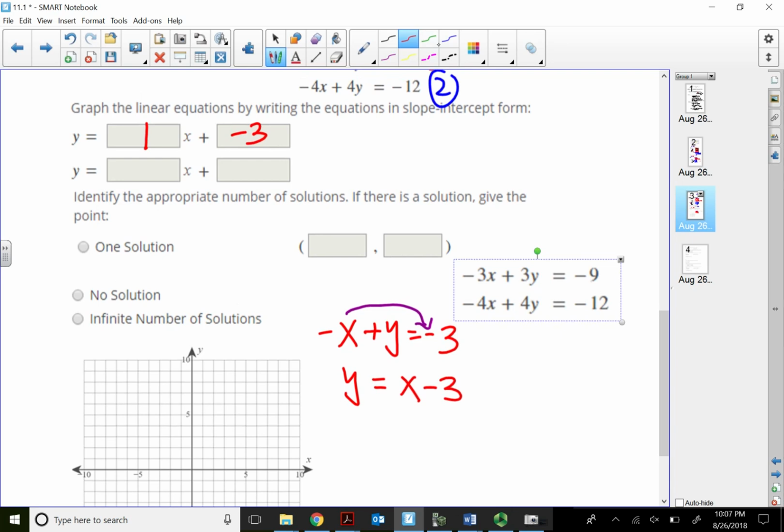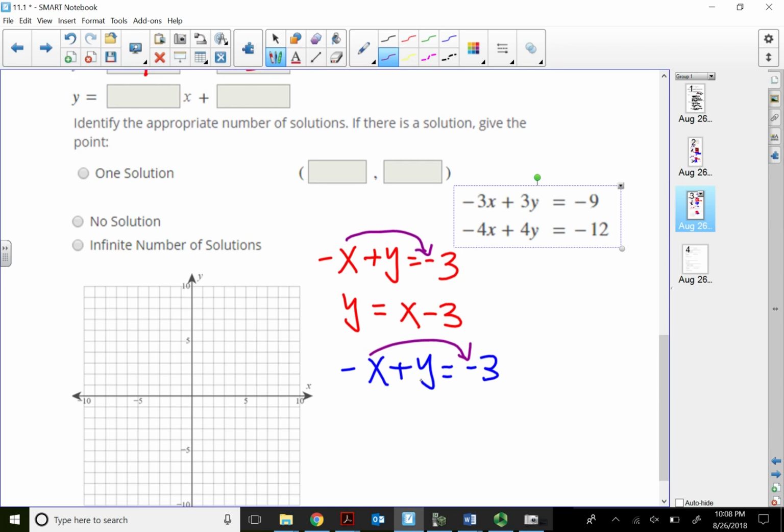All right, second line. You see the second line, every term is divisible by 4. So if I divide every term by 4, that's -x plus y equal to -3. Do you see it? This is exactly the same as up here. So if I get y by itself, the variable term stays, -x moves over, then I will still have y equals positive 1x minus 3.